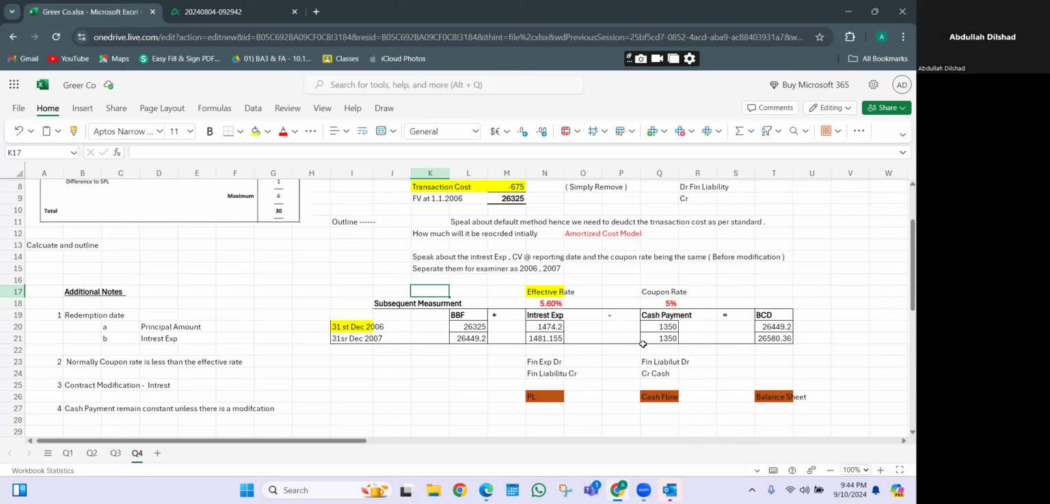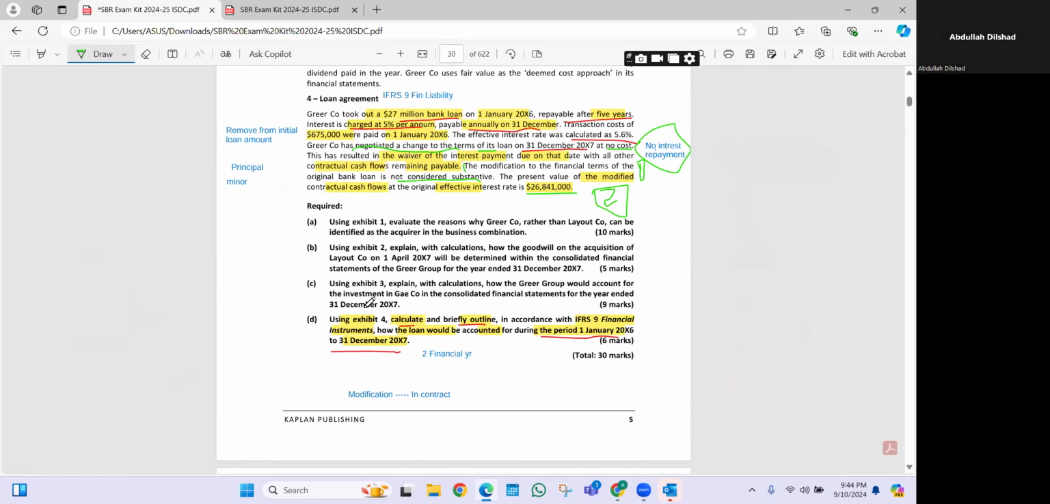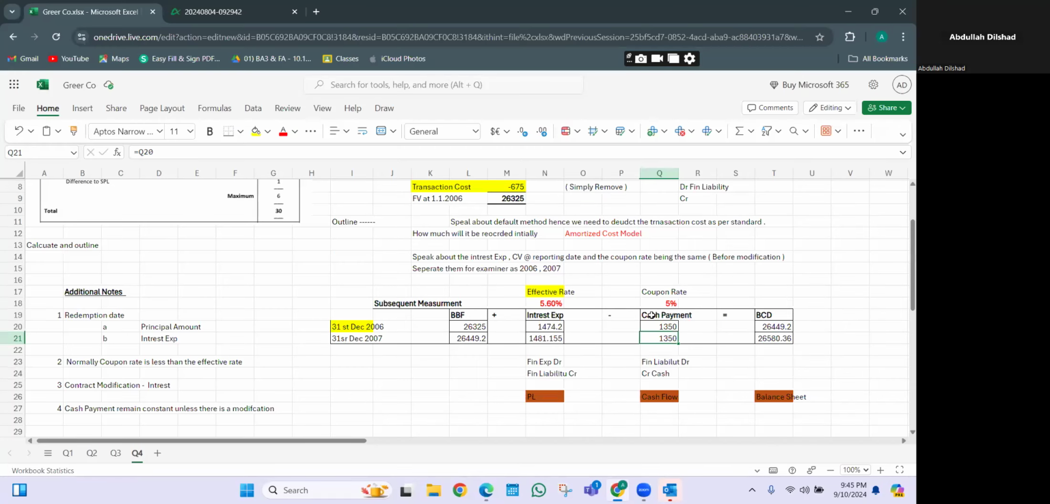Okay, so this particular method is wrong, right? Why would I say it is wrong? Can you see here that we went and negotiated, right? What did we negotiate? This has resulted in the waiver of the interest payment, the interest payment due on that date, right?